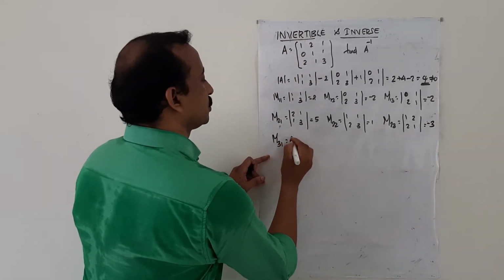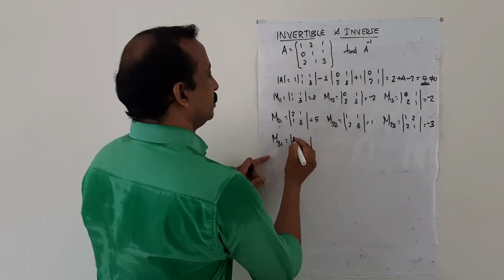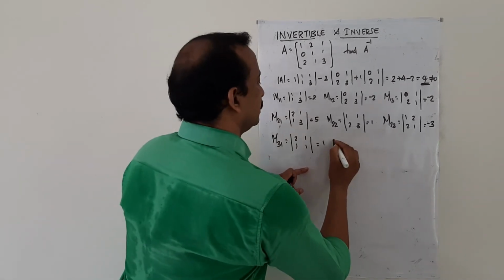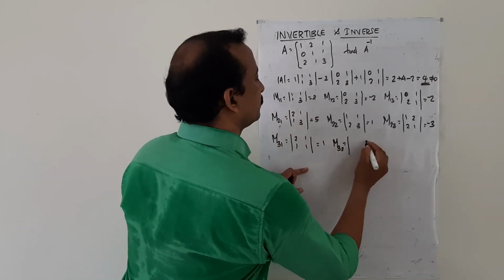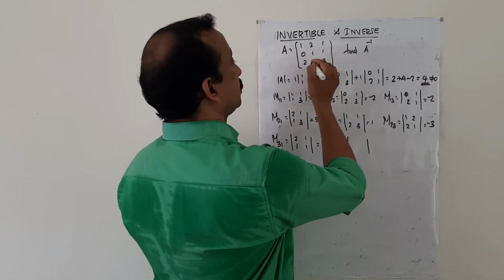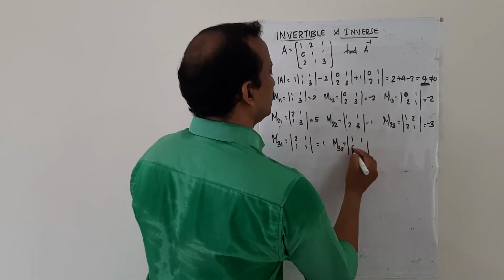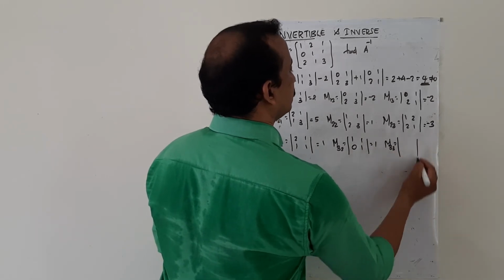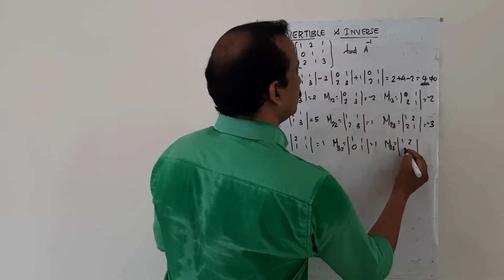Then third row first column, M31, [2, 1; 1, 1], 2 minus 1, which is 1. Then third row second column, [1, 1; 0, 1], answer is 1. And third row third column, [1, 2; 0, 1], answer is 1.